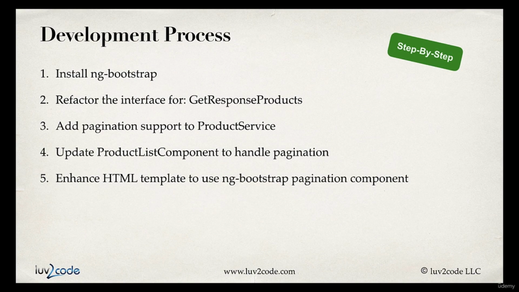All right, so moving along with our development process, we're in step 4 here of updating our product list component to handle pagination. And basically what we'll do is we'll make calls to that product service using that new method that we just created in the previous video.